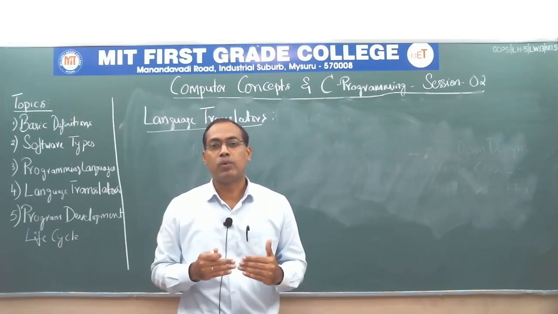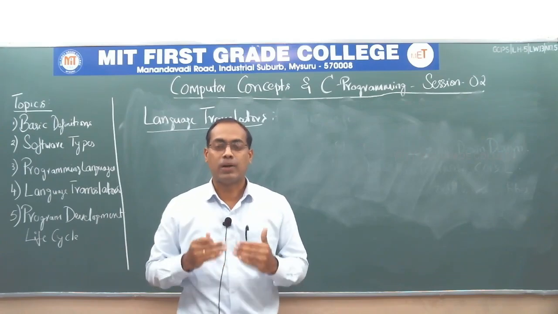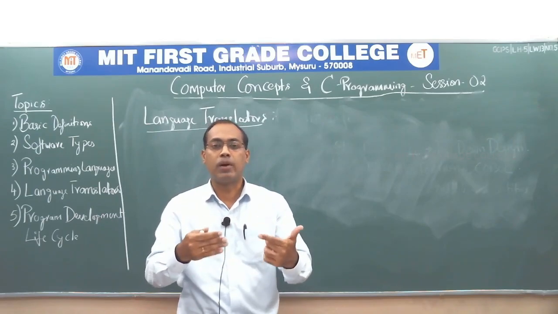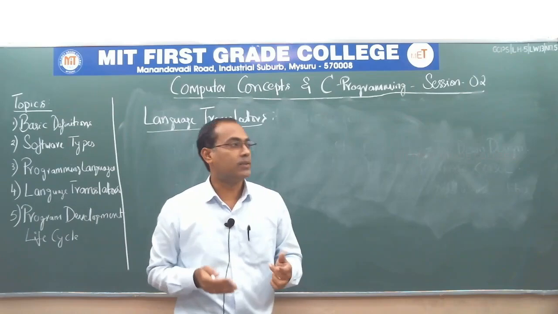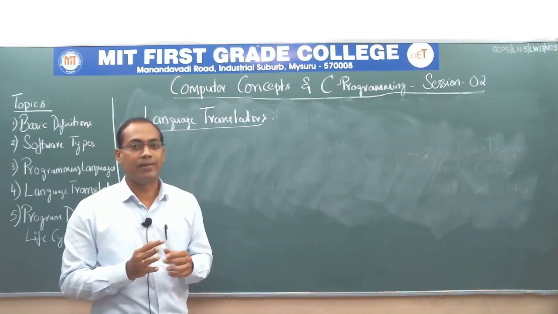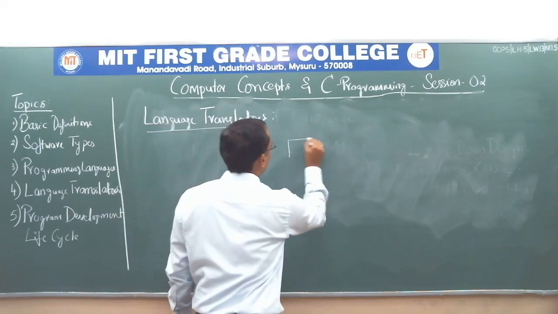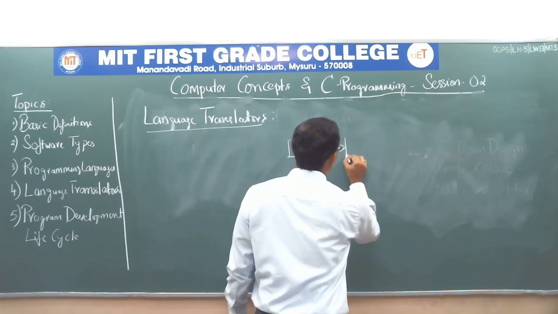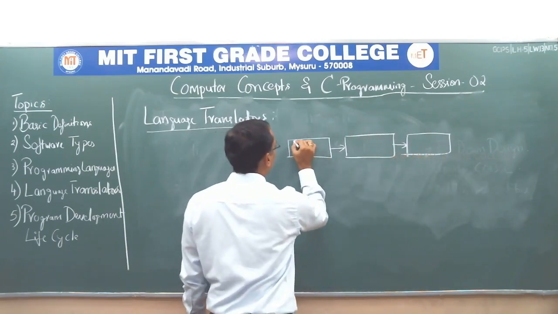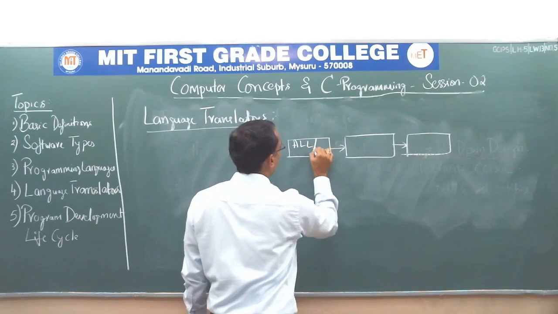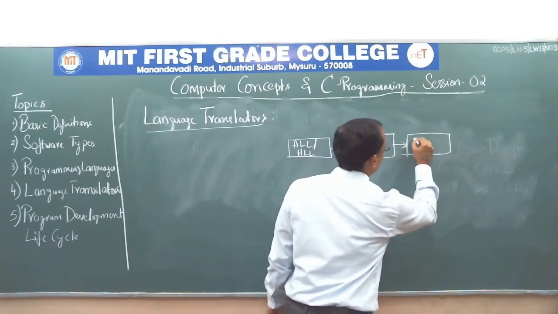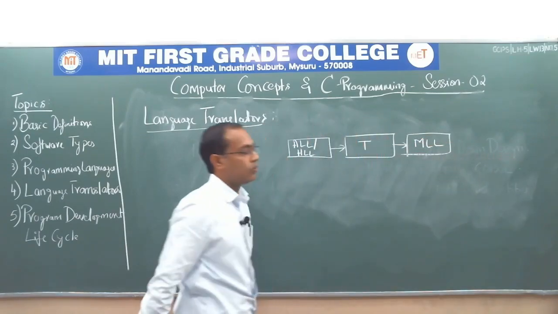So if you are writing your program in assembly level language or using high level language, that has to be converted to machine readable form or object binary form. That is done by the language translators. I hope you have understood the concept of language translator. So what it does is, it takes input, which is nothing but either assembly level language or high level language, and the translator produces machine level language as output.